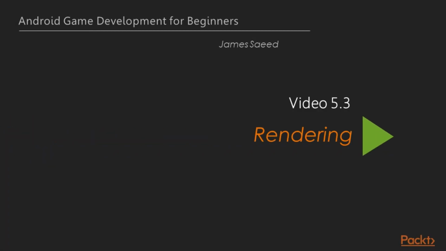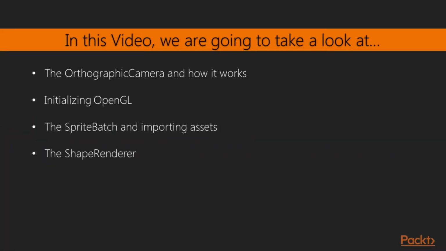We're finally going to render things in our Libgdx game. We're going to look at the orthographic camera and how it works, and then initializing OpenGL for our Libgdx game, then using the sprite batch to import sprites, then we'll import sprites and then use the sprite batch to render them, and then look at rendering shapes as well using the shape renderer.